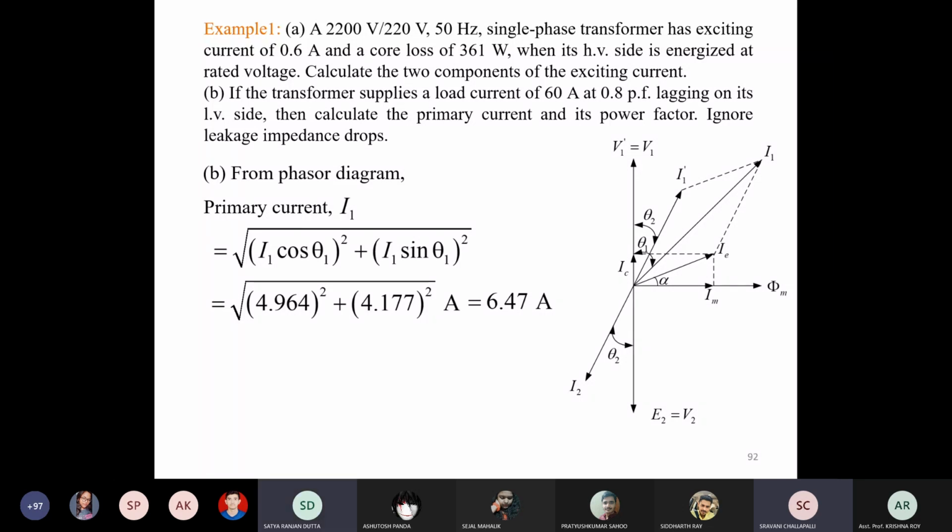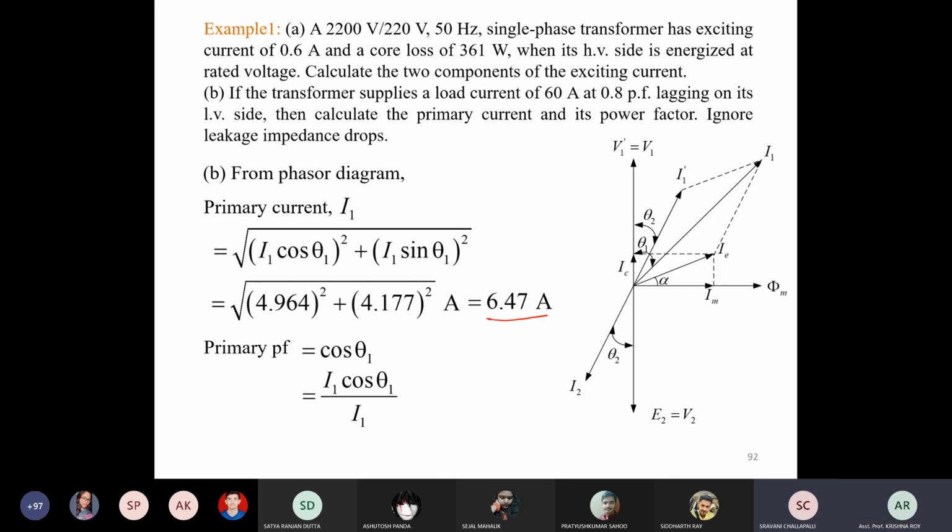Ratio of real power by apparent power. No, we don't have that information. We need to find cos theta 1, right? I1 cos theta 1 divided by I1. Yes, obviously. So the primary power factor cos theta 1 is equal to I1 cos theta 1 divided by I1. We have I1 cos theta 1, the vertical component of I1, and we have already calculated I1, so find this ratio and you will get cos theta 1.